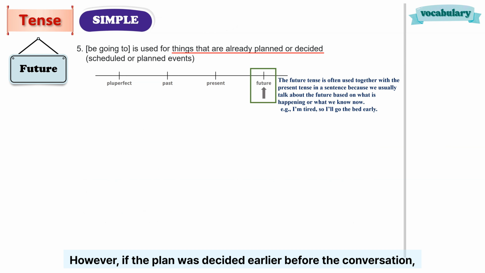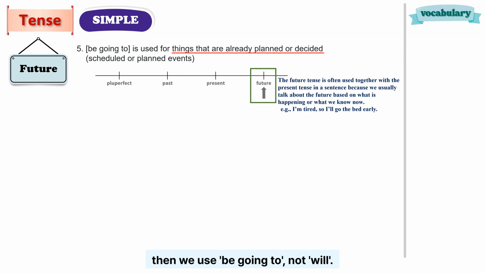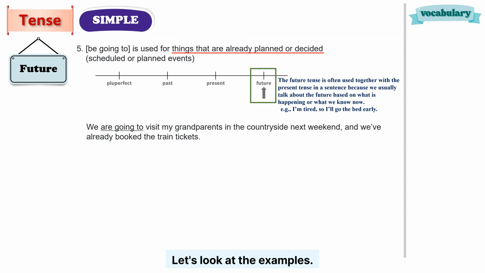However, if the plan was decided earlier, before the conversation, then we use be going to, not will. In short, spontaneous decisions use will, while prearranged decisions use be going to. The nuance is very different, so pay careful attention when choosing which to use. Let's look at the examples.